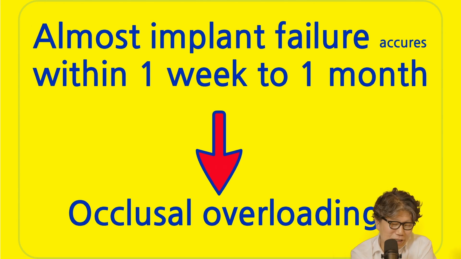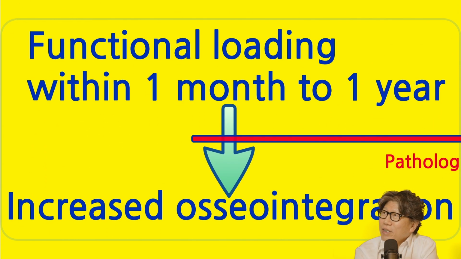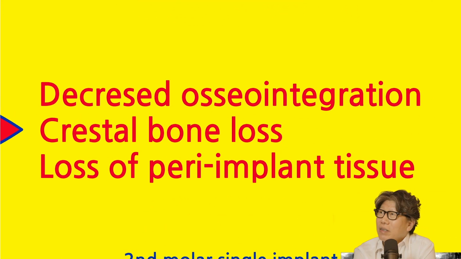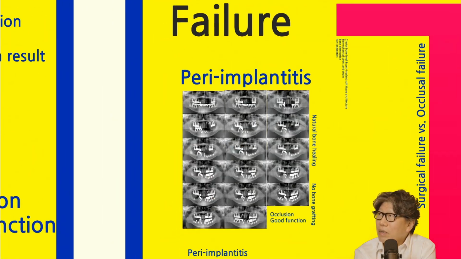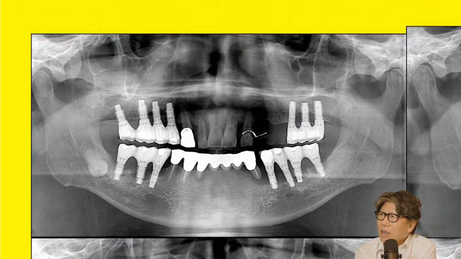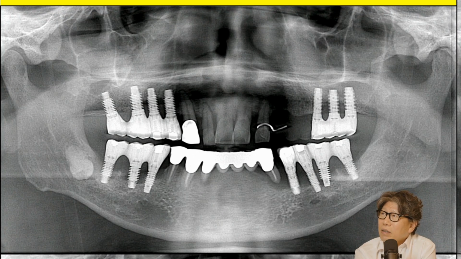It's a lot of people. So you have to be careful. They say that this functional loading can go from a month to a year, and the osseointegration continues to increase. And when it gets pathologically bad, that's when you move on to this. So the biggest problem is crestal bone loss. And then peri-implantitis is kind of a problem, and that's why it fails. So if you look at this, it's serious.